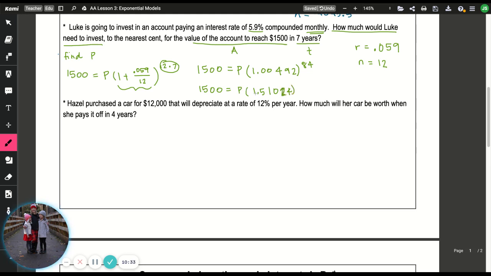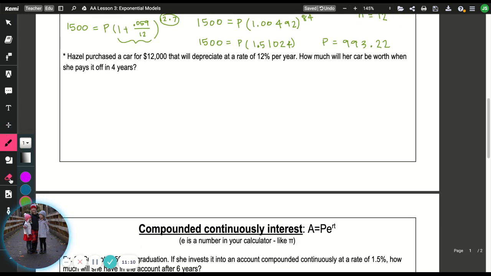I'm trying to solve for P, so I'm going to divide both sides by this decimal, 1.51022, which will get P by itself. And P is, let's see, to the nearest cent, $993.22. So that's how much you would have to invest into the account to have $1,500 in 7 years.